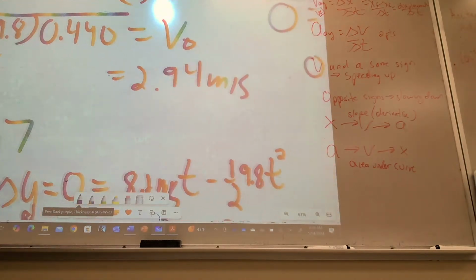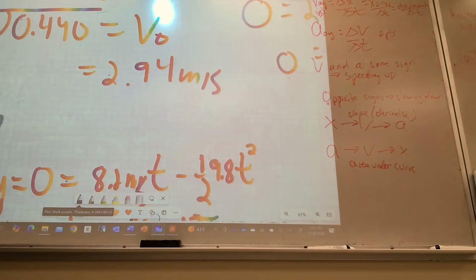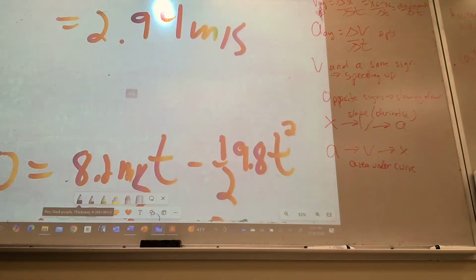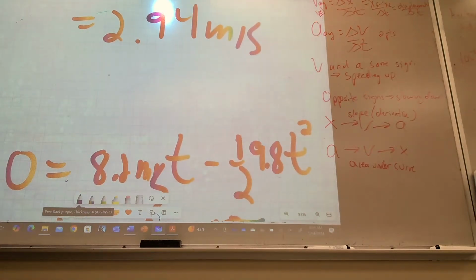I know the delta y is 0, so if I use the displacement equation, it's like this. This is one way to do it. I have a delta y of 0, my initial is 8.2t minus 1/2 9.8 t squared. You know how to solve that algebraic equation. It's a quadratic, but you don't have to use the quadratic formula because there's nothing on the left side. That's one way to do it.